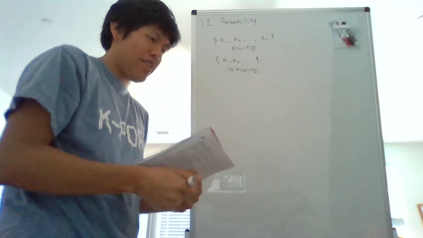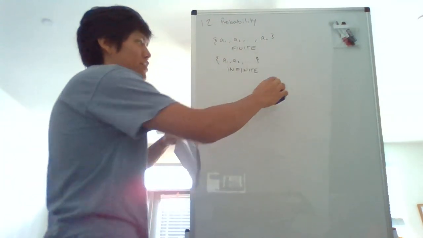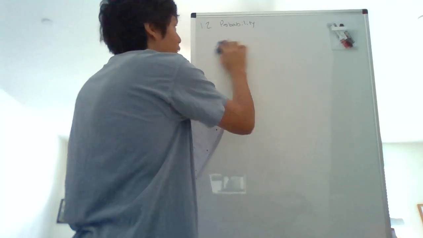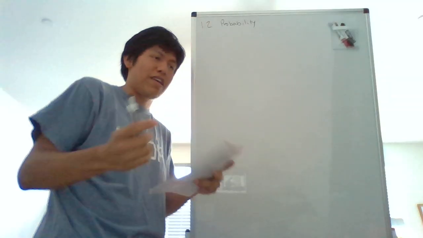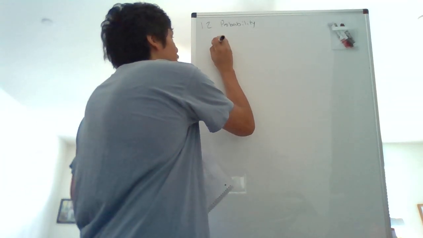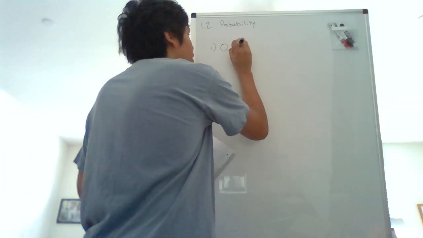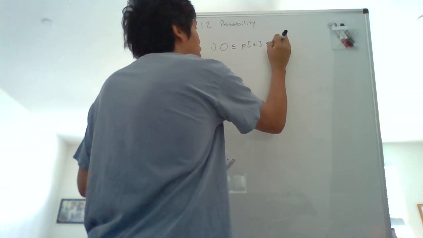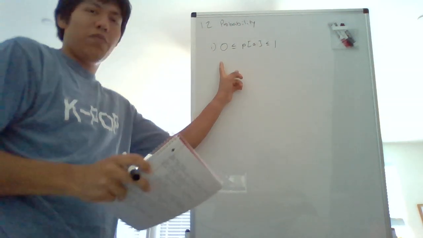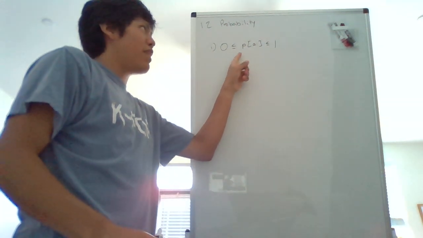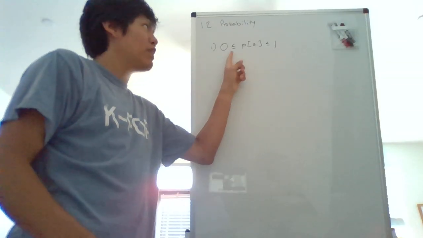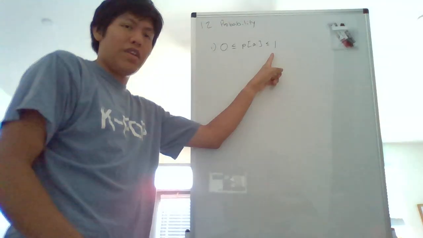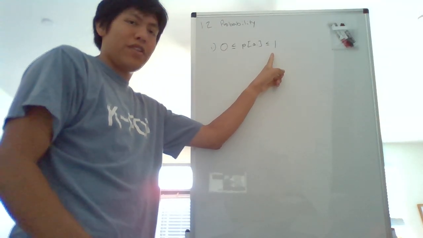Okay, now the probability function, or whenever you're looking at the probability of anything happening, has to satisfy a couple of things. The first thing it has to satisfy is this. What this basically is saying is that the probability of something happening has to be greater than or equal to 0, and less than or equal to 1.